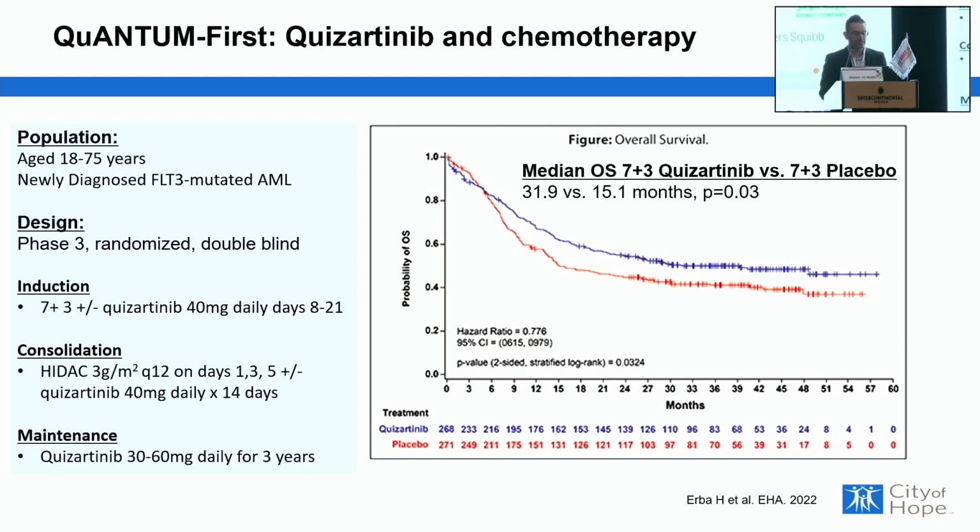Another study was done with quizartinib, which is another FLT3 inhibitor, and showed a similar type of improvement in median overall survival. So this could be an alternative based on availability of the drug or based on the financial and the insurance coverage.